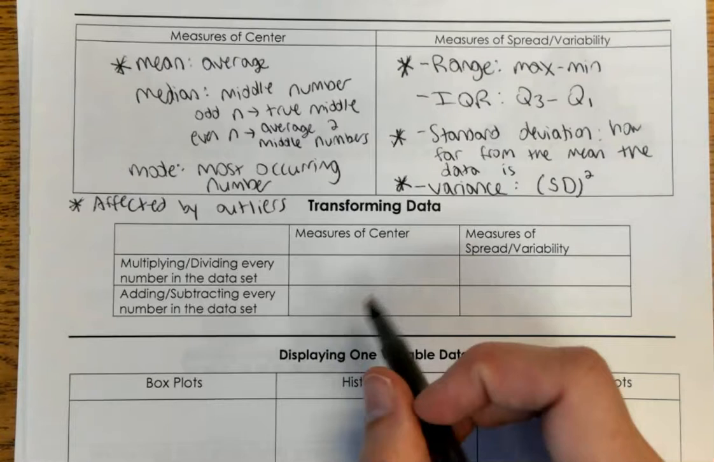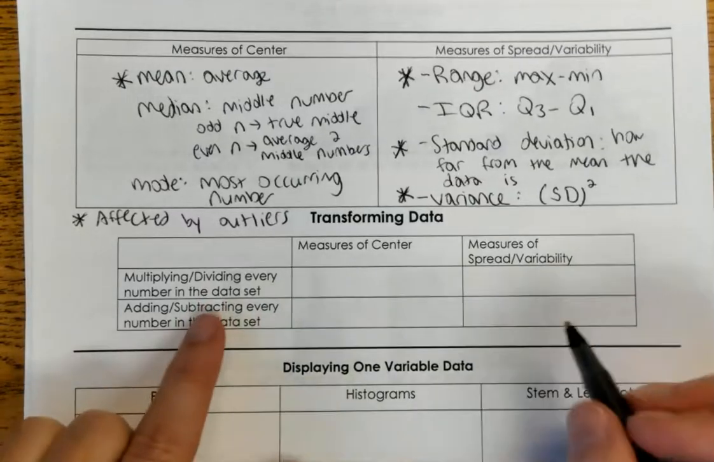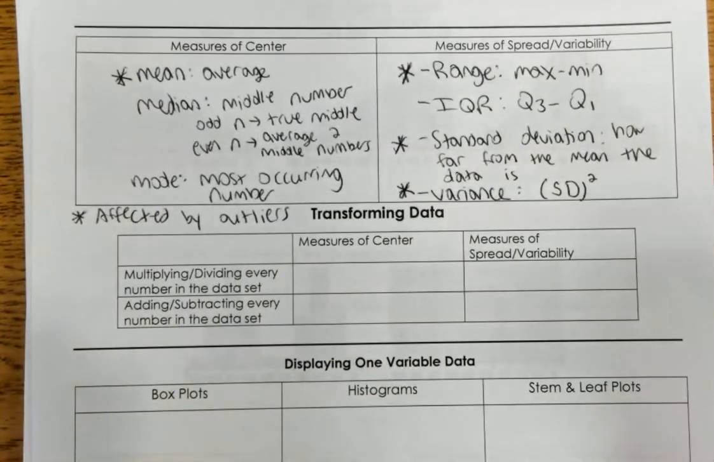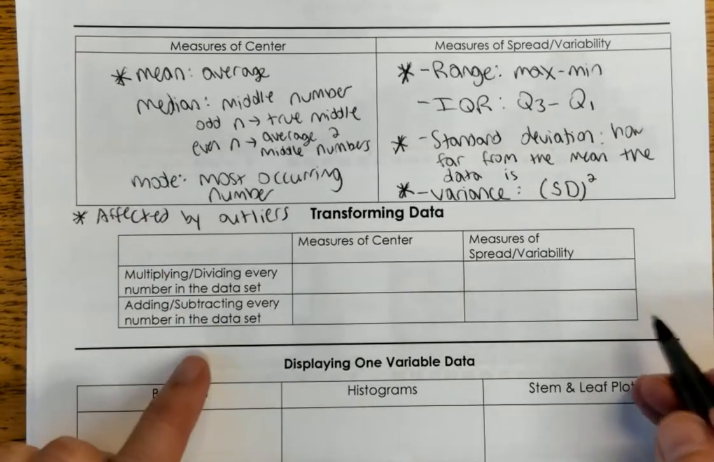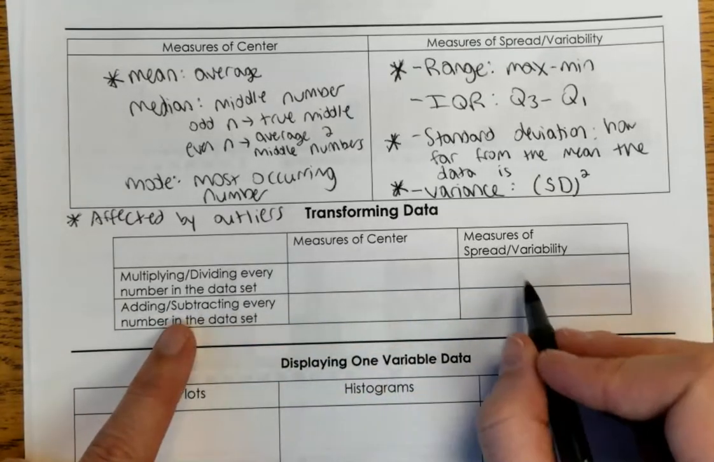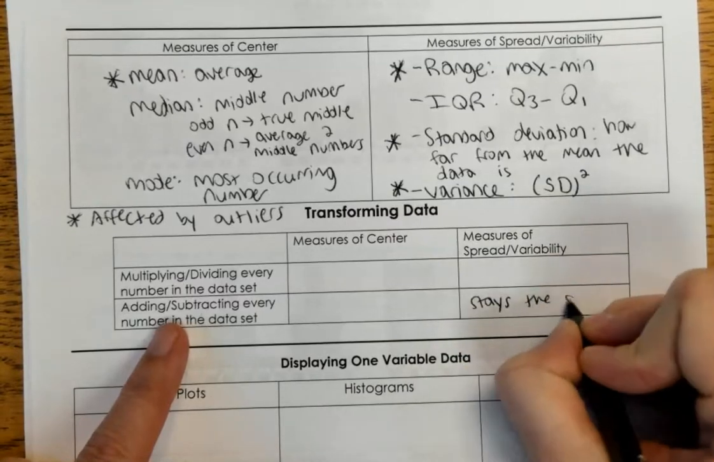All right, we also talked about transforming data. So remember, transforming data is when we made a mistake collecting data and we need to add 4 to every number in the data set, or divide every number in the data set by 2, those types of problems. So remember, most of the time you change the mean and the standard deviation along with all of the different numbers in the data set. There's only one exception. So if you're adding or subtracting every number in the data set, it does not change your measure of spread, so it stays the same.